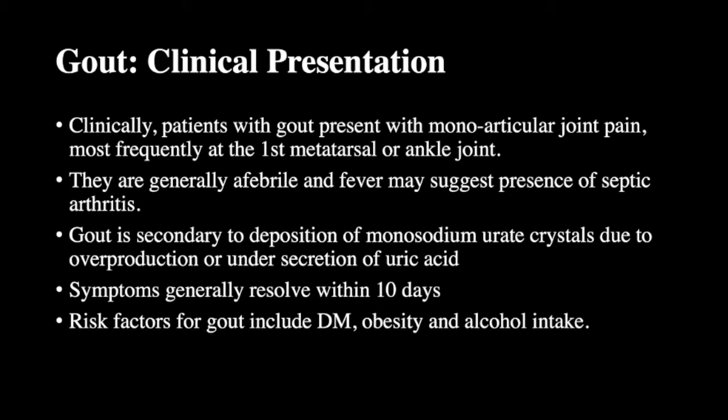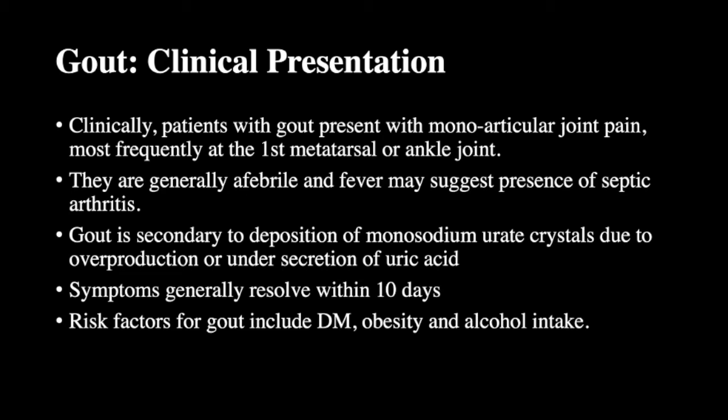So starting with the clinical presentation, patients who have gout present with monoarticular joint pain, which is a fancy way of saying just pain in one joint. Most frequently, the pain happens at the first metatarsal or ankle joint, but by far the most common location is the first metatarsal. Generally, patients are afebrile, and it's important to remember if the patient does have pain in one joint in the setting of fever, that might make you think septic arthritis versus gout.